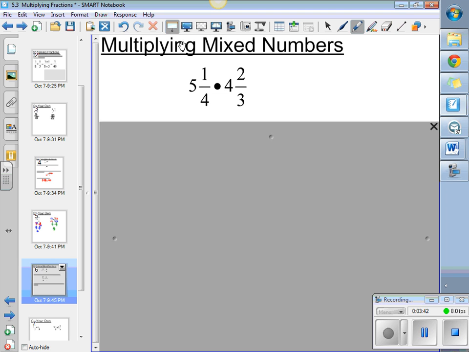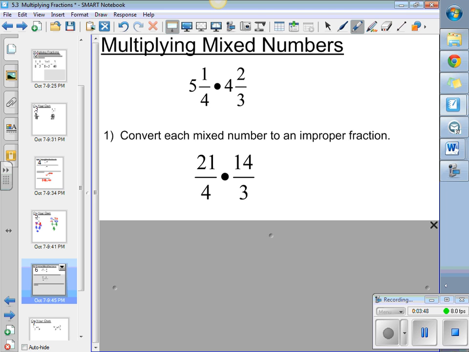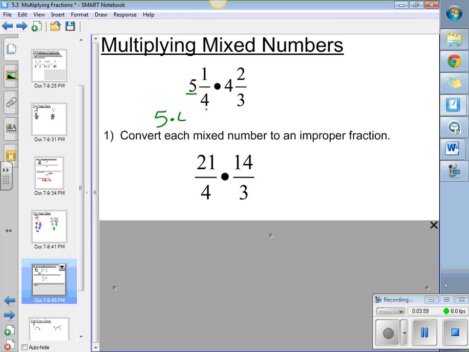Multiplying mixed numbers. 5 1/4 times 4 2/3. I convert each mixed number to an improper fraction. Hopefully you remember that you do 5 times 4 plus 1. Whole number times denominator plus numerator. And then 4 times 3 plus 2. So I get 21/4 times 14/3.